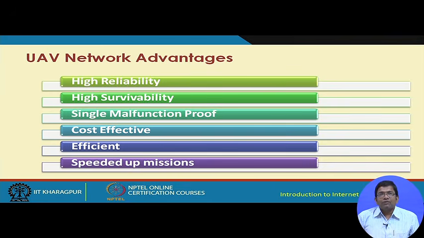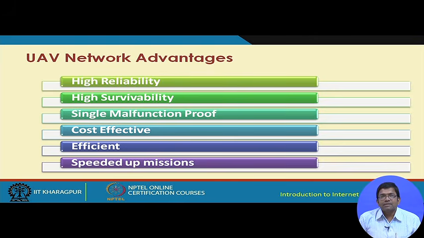The advantages of UAV networks include high reliability, because instead of a single UAV, if we are talking about several UAVs, that improves the reliability of the system. High survivability is another important feature. Single malfunction proof: if say a single node malfunctions, UAV networks are not going to get affected, whereas the single UAV systems are going to get affected.